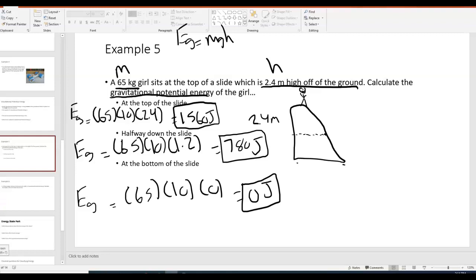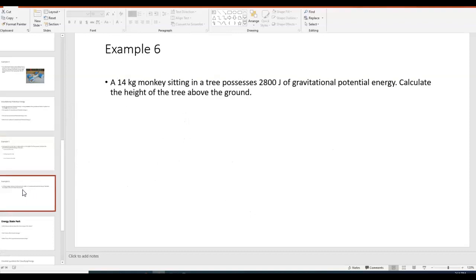And let's do one more quick example. Okay, example 6. So we have a little monkey sitting in a tree. We have the mass of the monkey. It's a 14-kilogram monkey. And we're told that the monkey possesses 2,800 joules of gravitational potential energy. Okay, so here we have EG. And we're told to calculate the height now. So that's our unknown, the height of the tree.